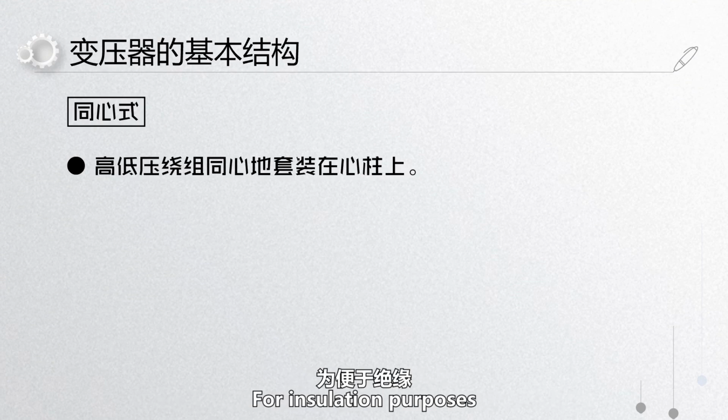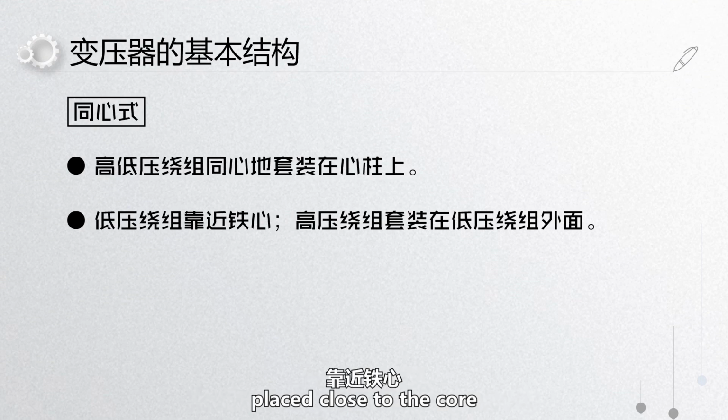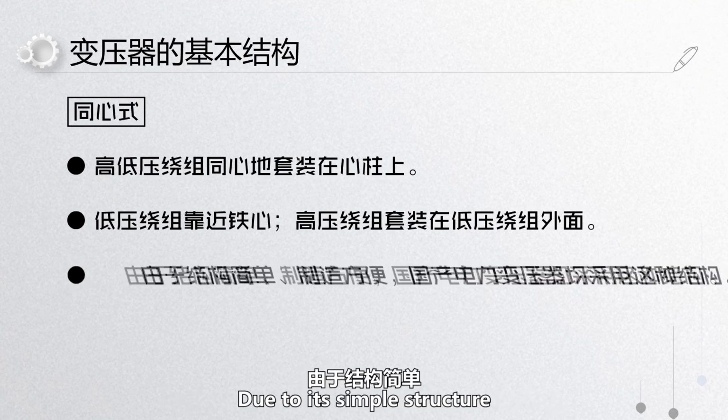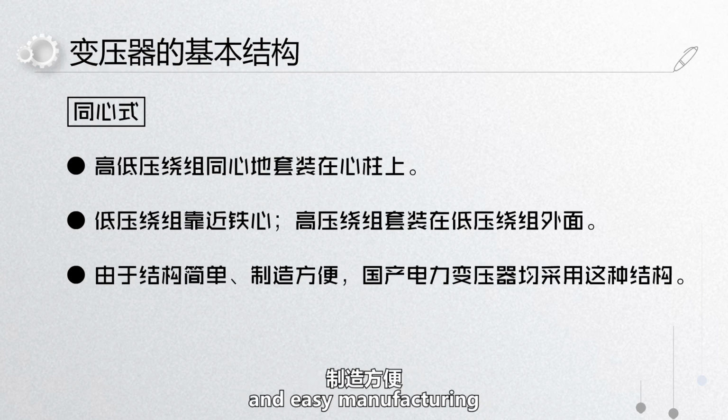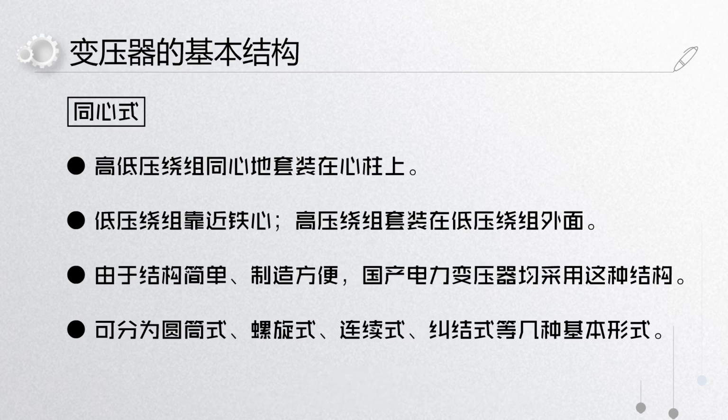For insulation purposes, the low voltage winding is generally placed close to the core, and the high voltage winding is placed outside the low voltage winding. Due to its simple structure and easy manufacturing, domestic power transformers all use this structure. Concentric windings can be further divided into cylindrical, helical, continuous, and interleaved types as basic forms.